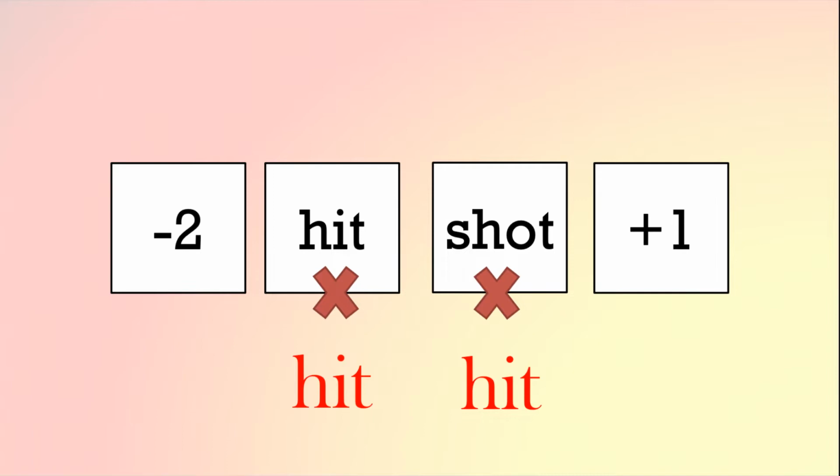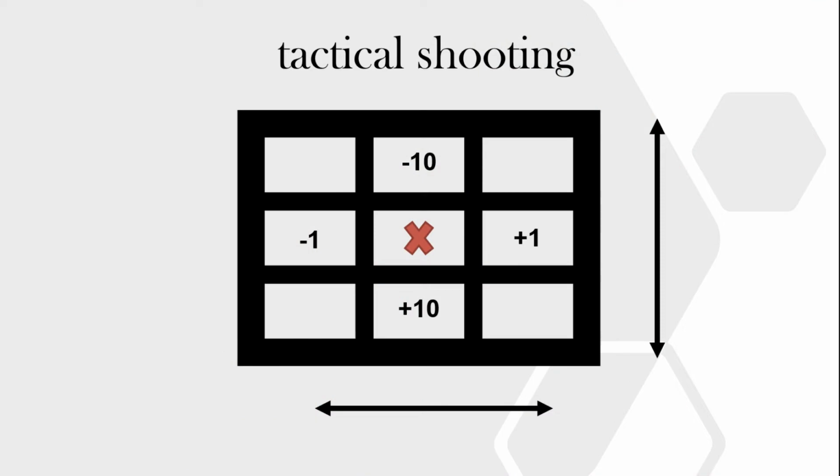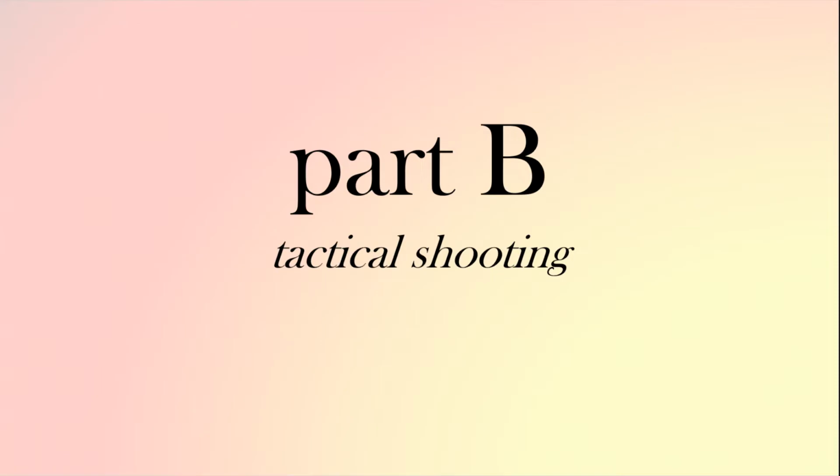So once we've shot and we know it's a hit, we've already got a hit, so we've got 2 hits together, we can look at the +1 and the -2 positions. Now if we were to hit 3 times, then we know we can look in the +1 and -3 positions. Remembering also we can do this vertically as well as horizontally. Okay, so let's have a look at tactical shooting.